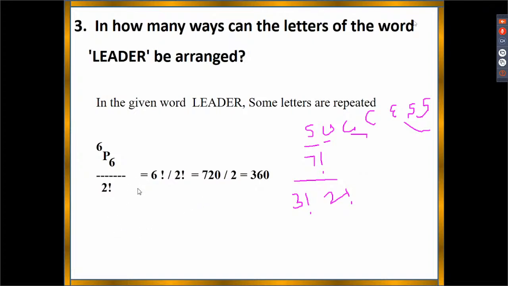If you take APPLE, the number of letters is 5, so 5 factorial by P repeated 2 times, 2 factorial. That is the way we have to approach whenever the letters are repeated. Next one.